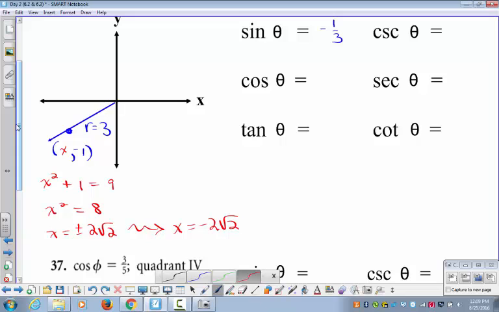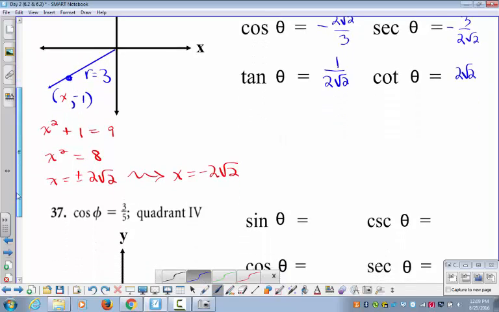And now we're golden. Now we have 3 pieces of information. That's plenty. So cosine is then negative 2 root 2 over the hypotenuse that we generated, which was 3. Tangent is negative 1 over that, so 1 over 2 root 2. And of course, you can rationalize it, and then you can flip these over. And of course, you can rationalize them if you need to or want to.